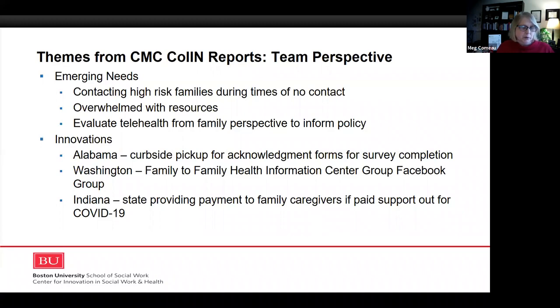We've learned a few things from the data that we've been getting from you all in those monthly reports. Some of it has been around emerging needs. So the things that Mary and some of the other folks were saying earlier about contacting families during a time when it's difficult to do that. Some folks are expressing the fact that there are so many different players trying to give them resources. They're a little overwhelmed by all of them. It's sort of, how do you triage? What would be a helpful thing to actually take advantage of when it's just a deluge?